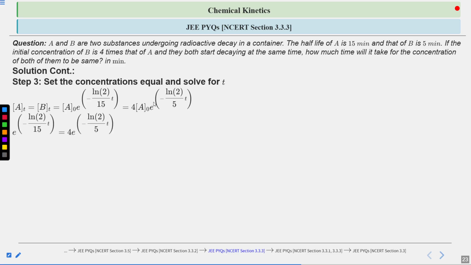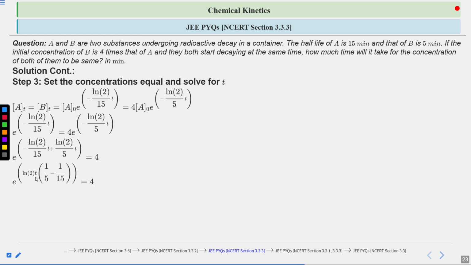Now you equate these two things because A naught is going to cancel out. So e to the power minus ln2 t by 15 is equal to 4 e to the power minus ln2 t by 5. This will become e to the power minus ln2 by 15 t plus ln2 t by 5. We take this exponential term on the left hand side and solve it by adding the powers. This is going to be equal to 4.